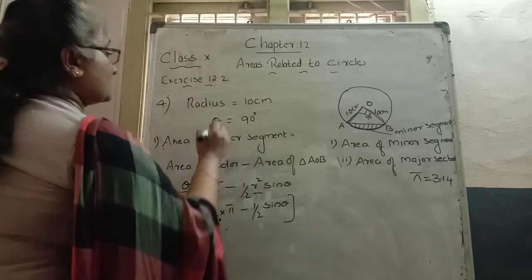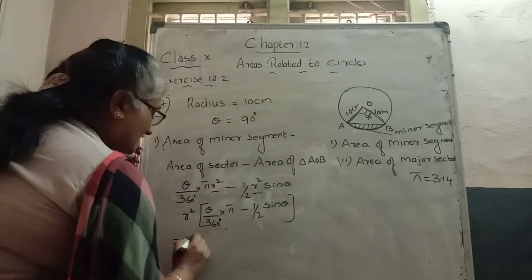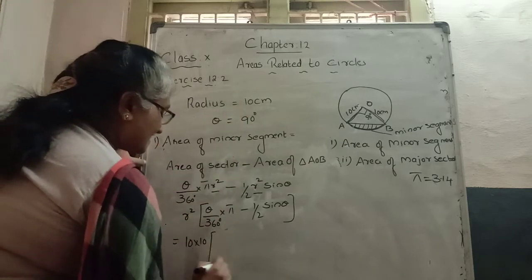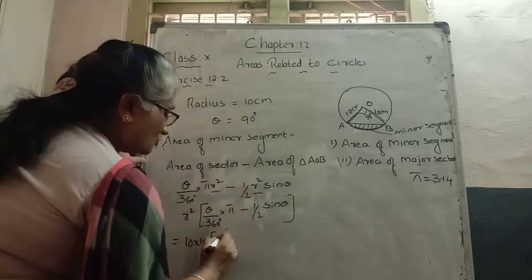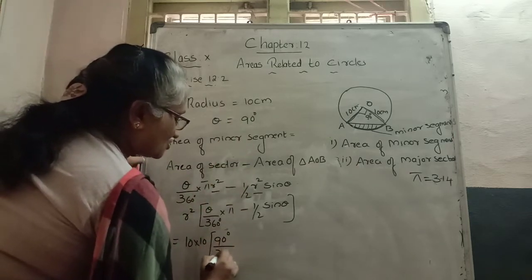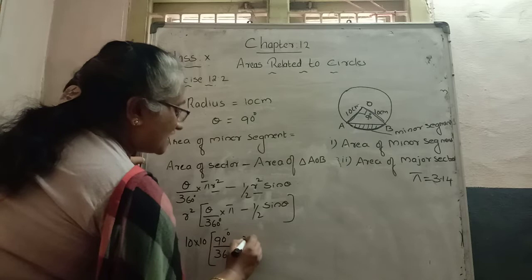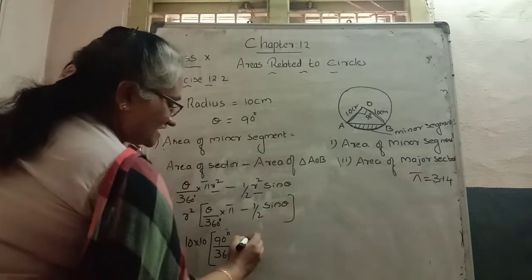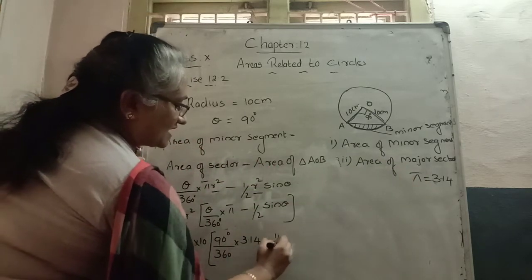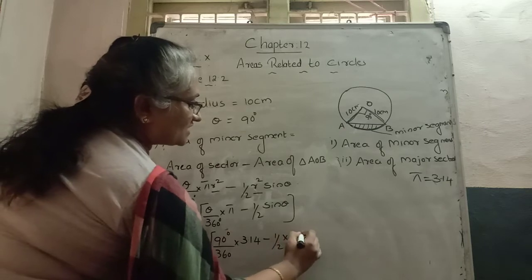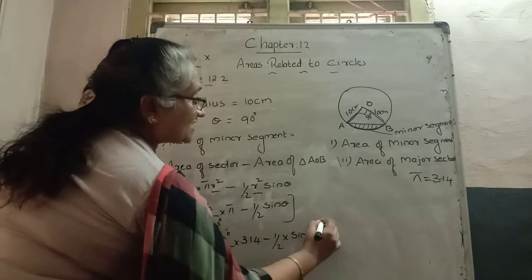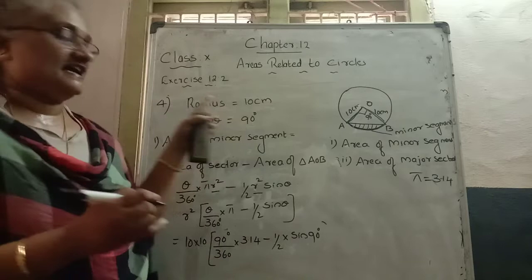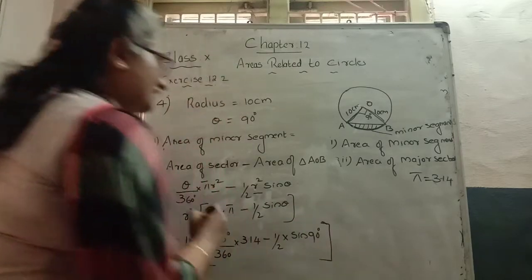R square means the radius is given as 10, so R square is 10 into 10. Inside the bracket, theta value is 90 degrees divided by 360, into the pi value. Here not 22 by 7, they mentioned 3.14. Minus half into sin theta, where theta is 90 degrees, as given.